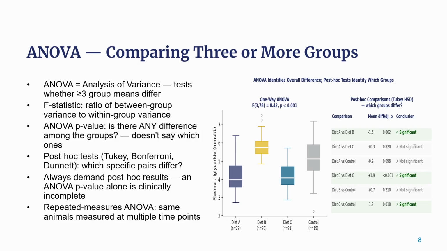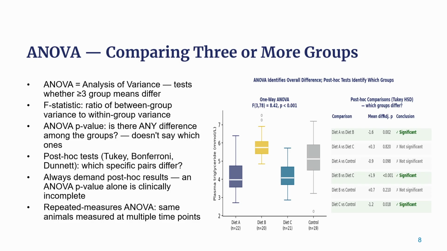ANOVA is the extension of the t-test to 3 or more groups. It answers one question. Are all these group means the same, or do at least some differ? The F statistic is a ratio. Large F means the variation between groups is large relative to variation within groups, suggesting real group differences.